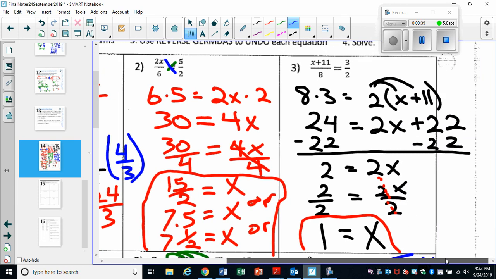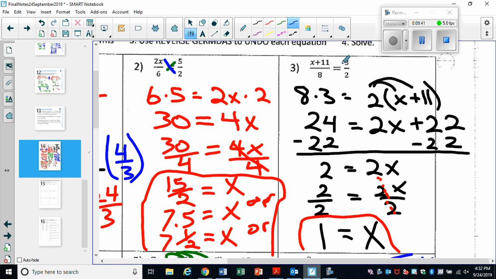Problem 3. Similar to problem 2, you do your diagonal or cross multiplication. Now again, remember, anytime you see an expression, put the expression in parentheses. So we remember 2 times both x and 11, which gives us 2x plus 22. 8 times 3, we get a result of 24.